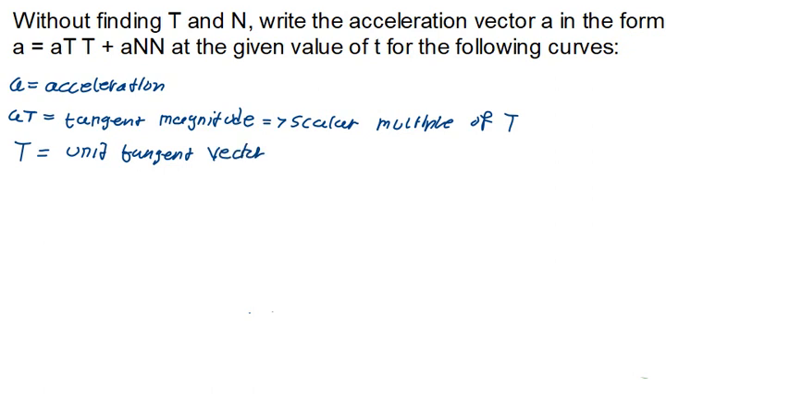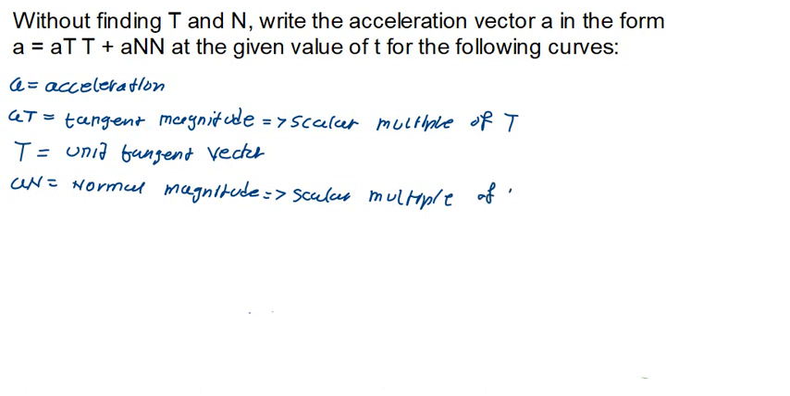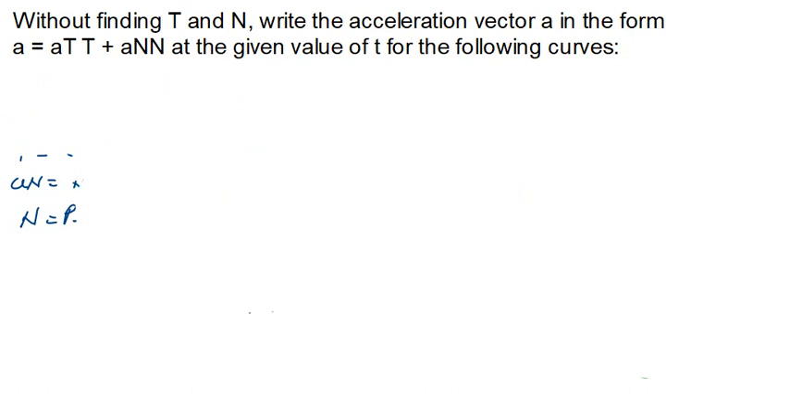Okay, then our AN is our normal magnitude, and you may find that sometimes this is called the scalar multiple of the principal normal vector. Then our N itself is the principal normal vector. Okay, so that is what all these terms mean in that expression that we're given. That's what they stand for.